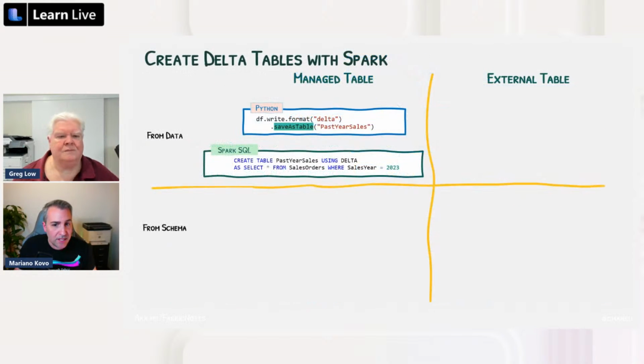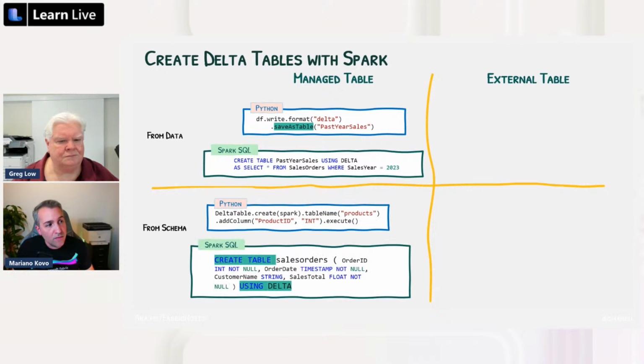So let's see some examples of how to create a delta table. You can choose from several languages. We are talking about Python or Spark SQL. When you create a managed table from data using Python, for example, you're going to use the write command, and the format will be delta, and we are saving a data frame as a table with the name. And if you're using Spark SQL, you will use just a regular create table statement, but using the property USING DELTA, and we are selecting data from an existing table.